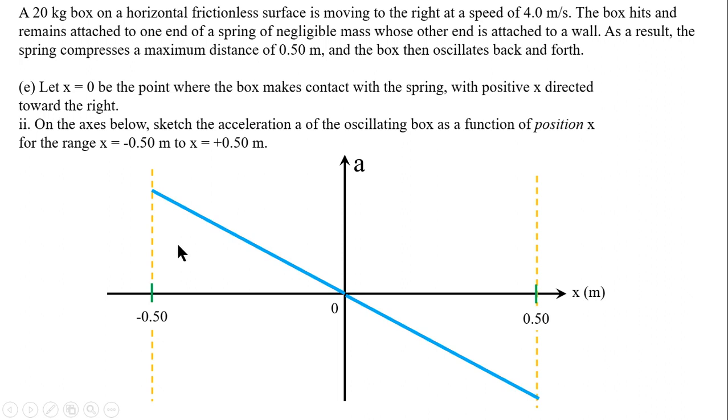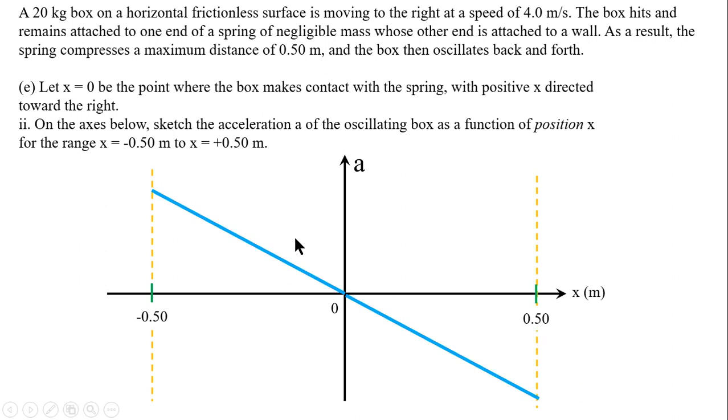You might have to say something along the lines of, this is going to be a straight linear line that has its maximum value at negative 0.5, goes through the origin, and then has its maximum negative value for acceleration at positive 0.5, and they are the same heights. They are the same magnitude of acceleration is something you might want to say.